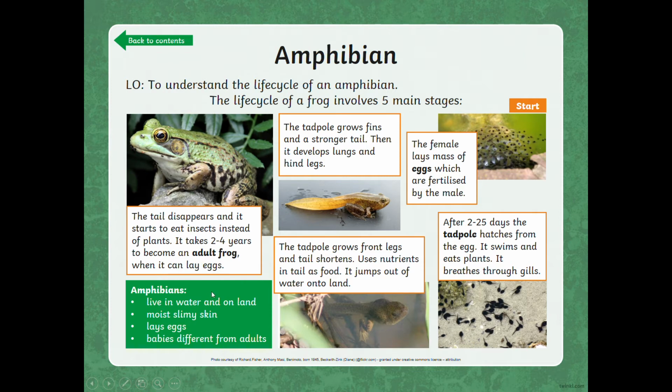So, things to note about amphibians: they live in water and on land. They have moist, slimy skin most of the time. They lay eggs, and their babies are different from the adults that they become. So you can see there, that's the incomplete metamorphosis, remember? So we go from the tadpole to the frog.